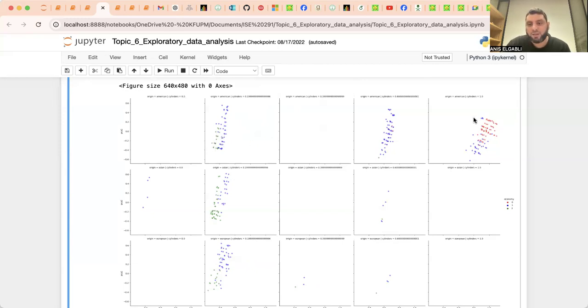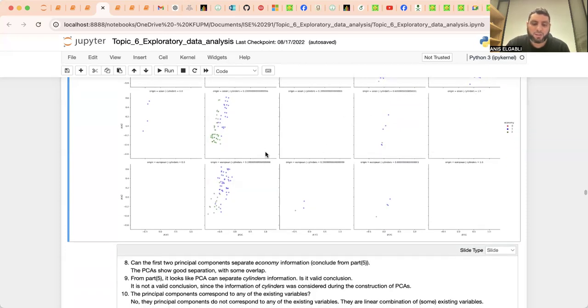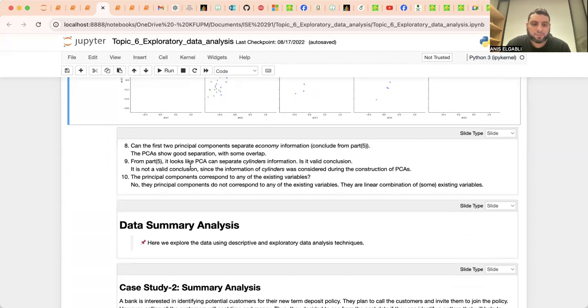Okay, so when the number of cylinders is the highest one, let's assume this is 8, I don't remember, then there are American cars there, and mostly in terms of the economy attribute they belong to class 0. So they are less economic than the least economic ones, and so on. You can look at this and make these kinds of conclusions.